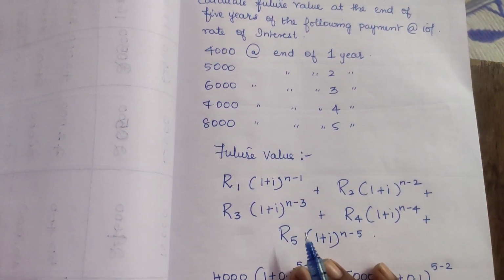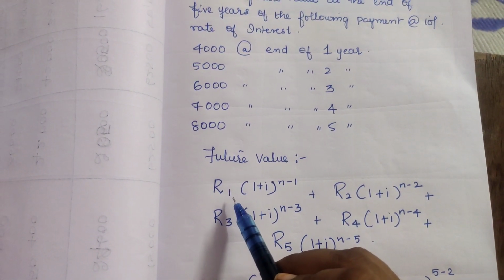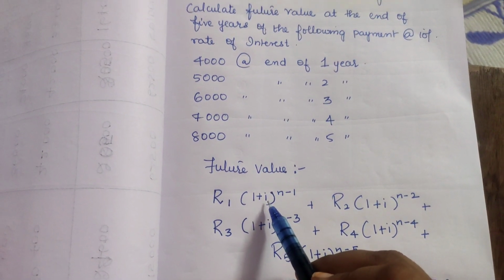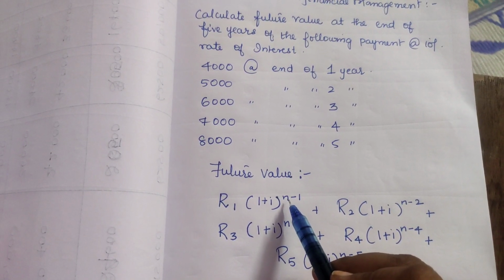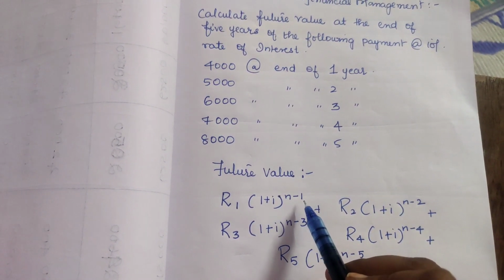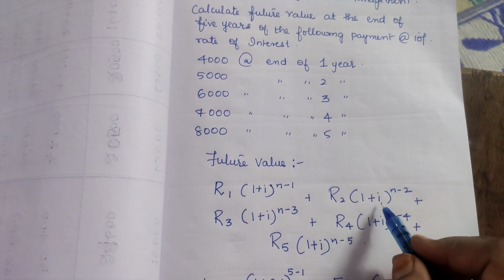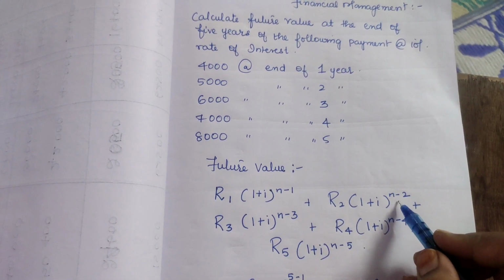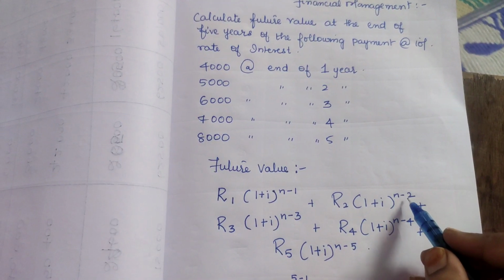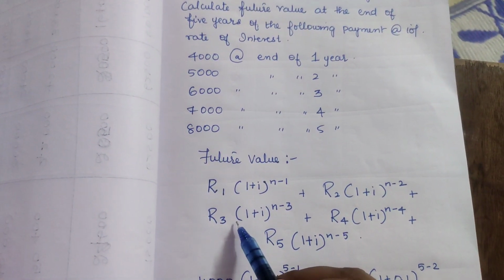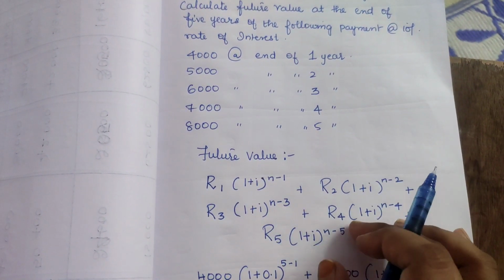To calculate the future value, the formula is: the cash flow of the first year, into 1 plus interest percentage, raised to the total number of years minus the first year. Similarly, the cash flow of the second year, into 1 plus interest percentage, raised to the total years, n, minus the second year. Likewise R3, R4, R5. This is the future value formula.